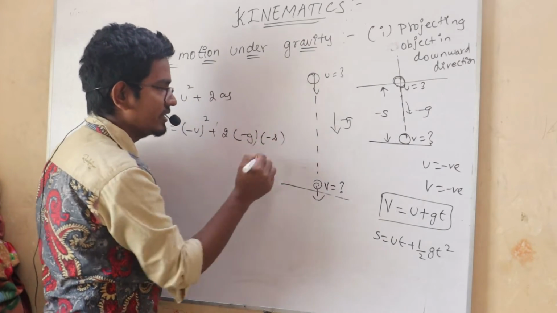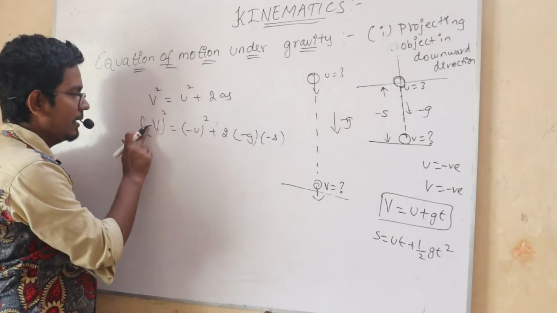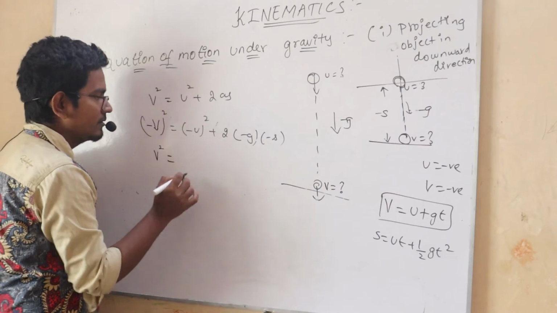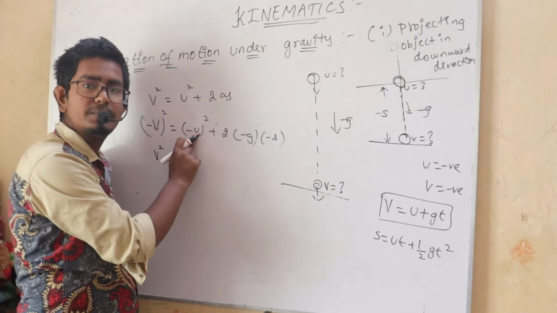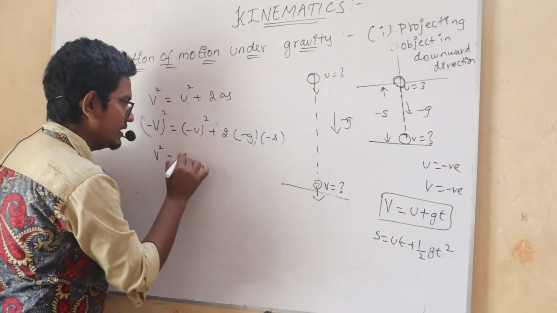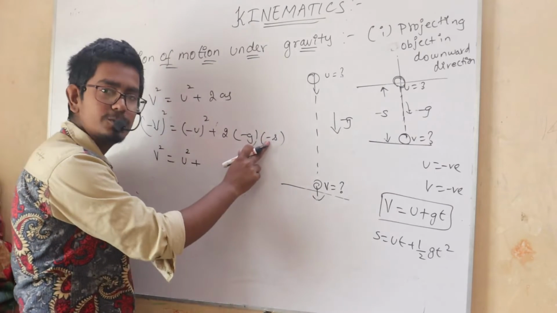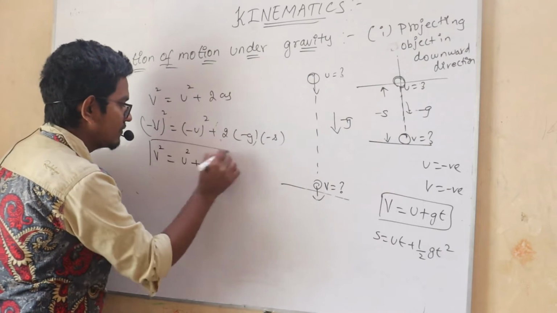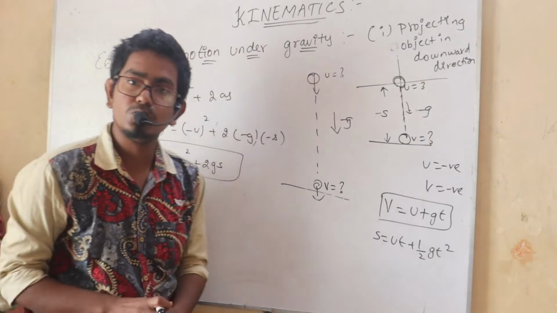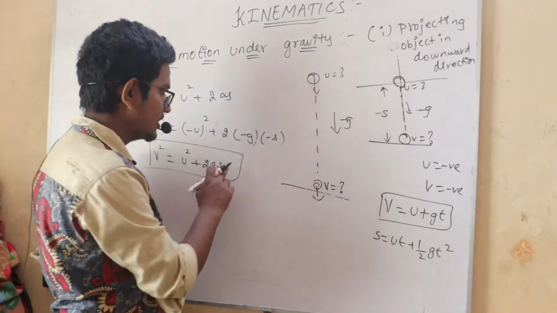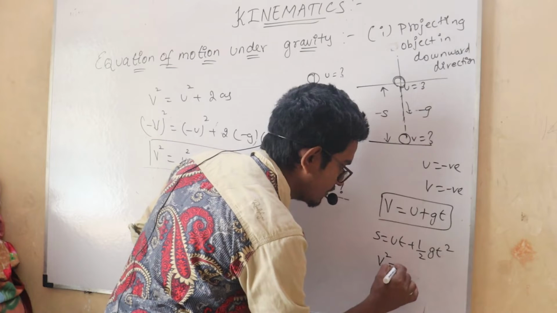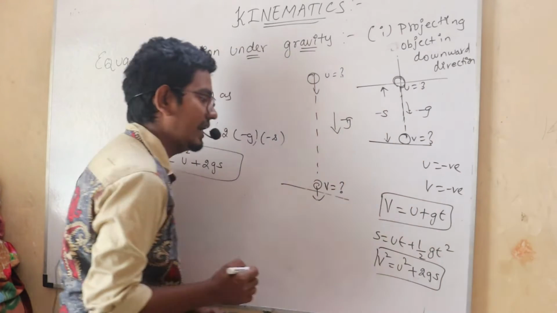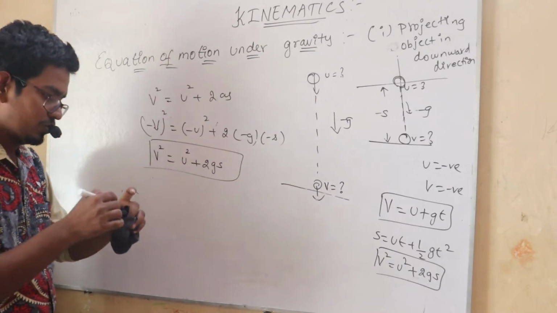My displacement is also in downward direction. Then minus v into minus v is nothing but plus v square. It is minus u, so minus into minus is plus, and it is u square, and also minus into minus is plus, and then it is 2gs. So v square is equal to u square plus 2gs. It is my third equation which I got from the third kinematic equation. So I derived the three equations for the equation of motion under gravity.